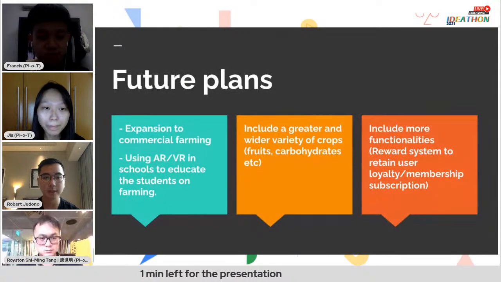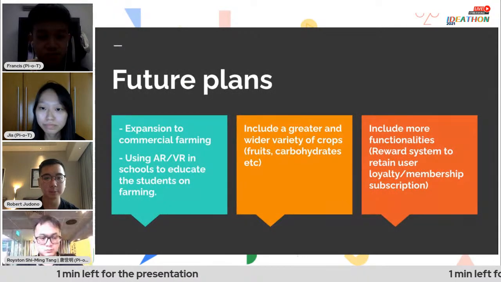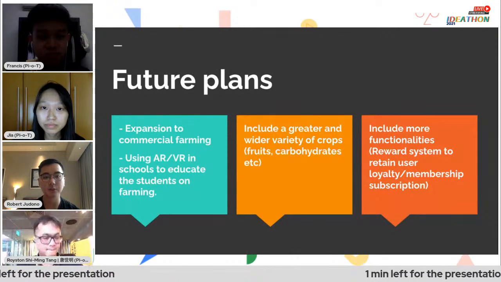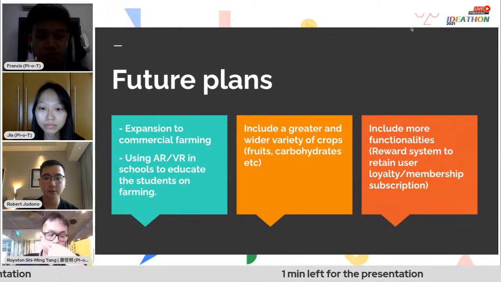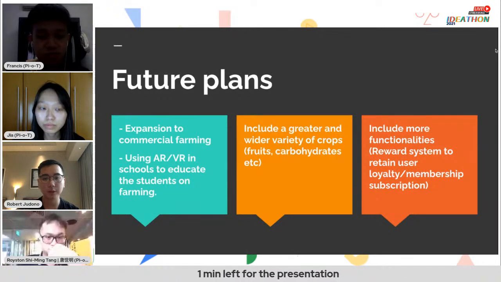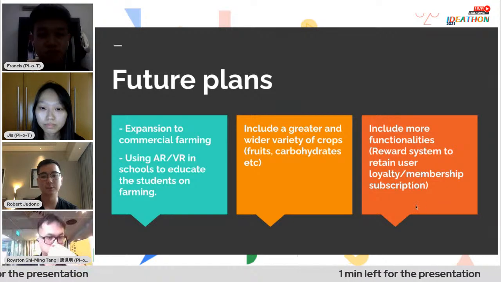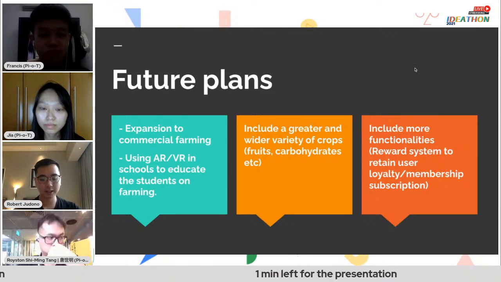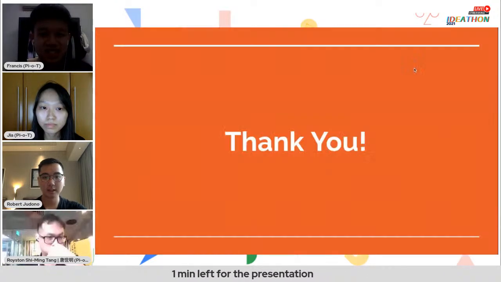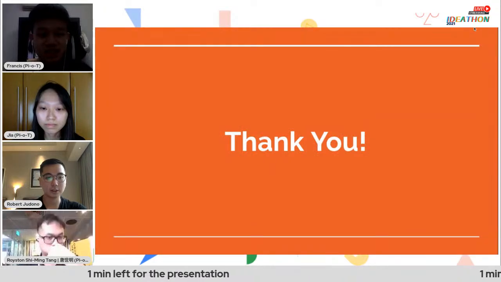And this is our future plans. We plan to expand and use AR/VR to educate schools and also include a greater variety of crops and also include more functionalities or a reward system for users if they subscribe. And yeah, with that, I believe that is all.